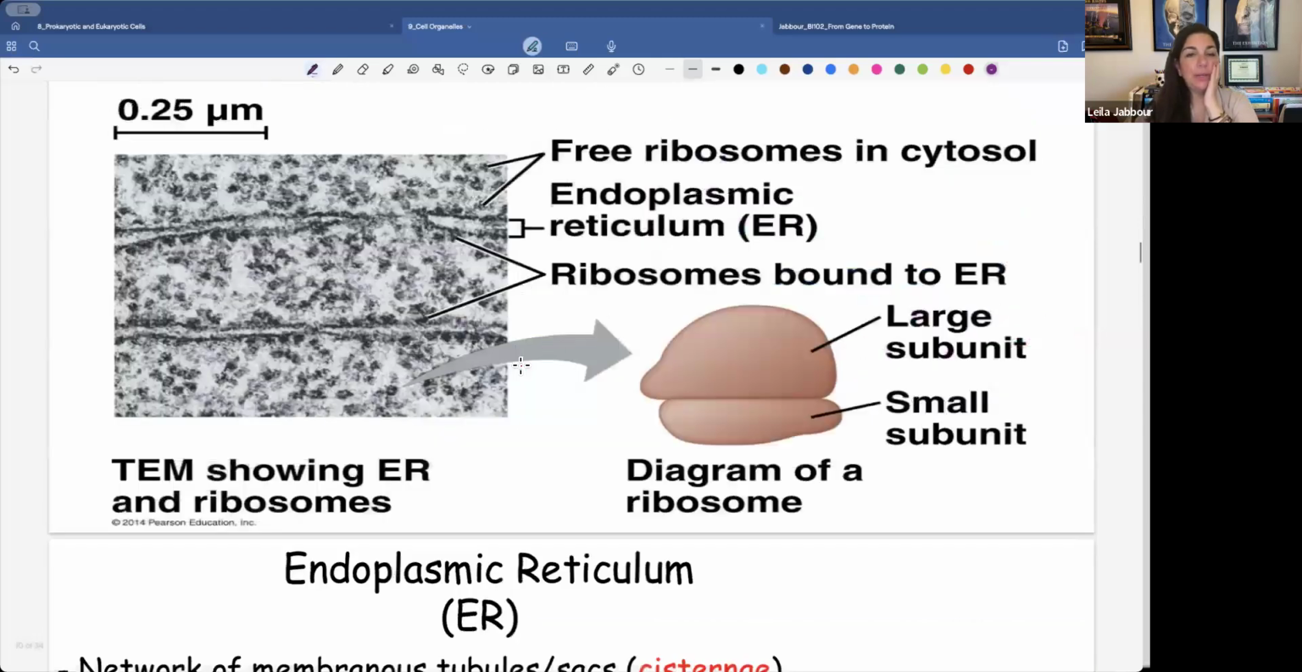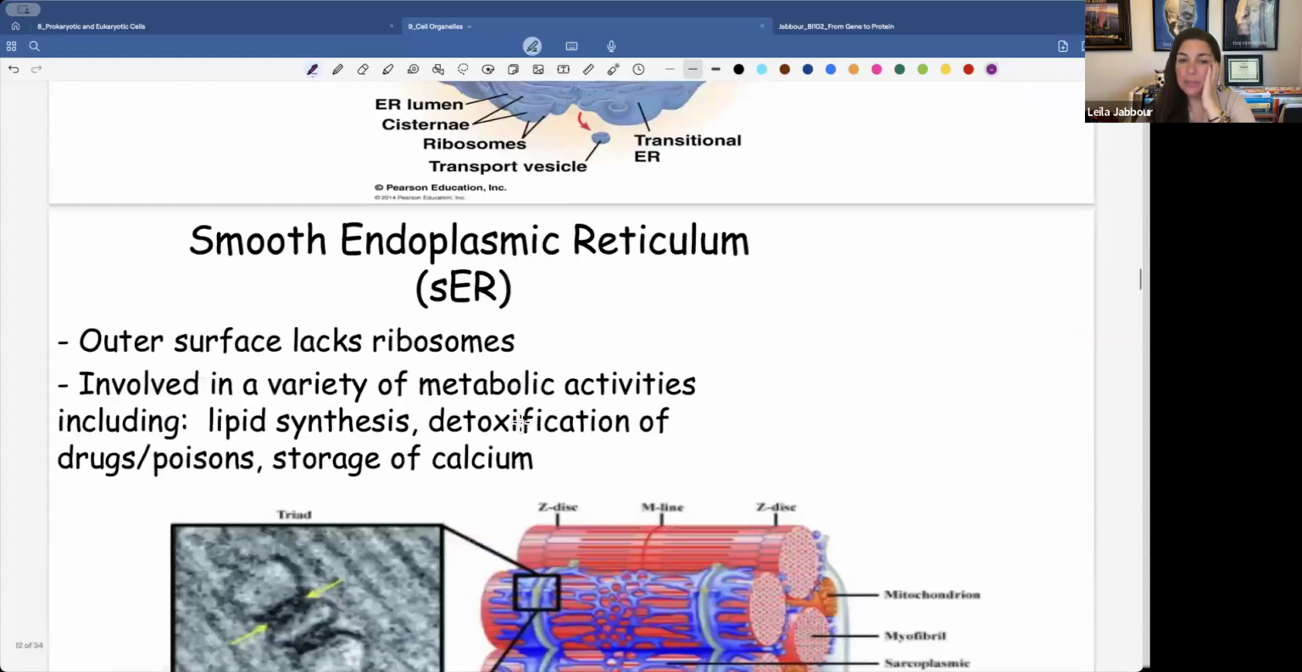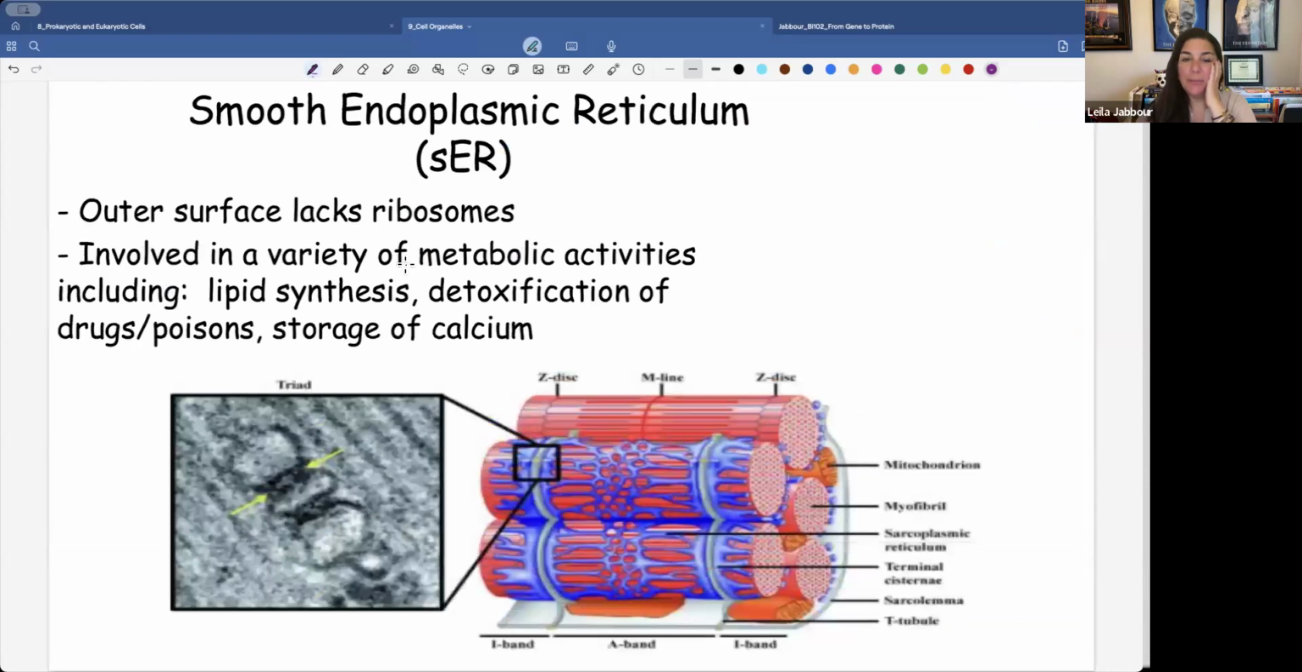All right, so two types of ER, we already talked about that. Smooth endoplasmic reticulum has no ribosomes on the surface. It's involved in lipid synthesis. Detoxification also takes place in the smooth ER. This is where poisons and drugs are removed. And also, the smooth ER of a muscle cell is called sarcoplasmic reticulum.